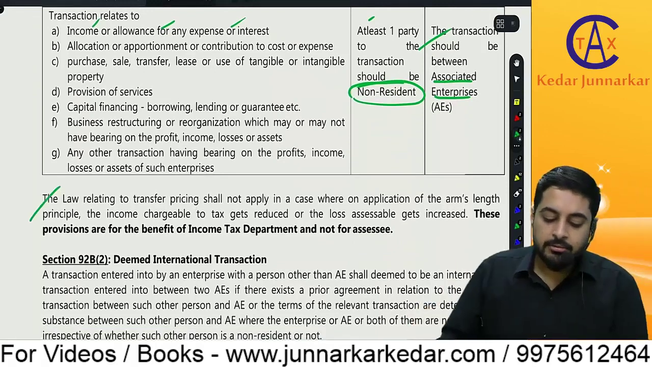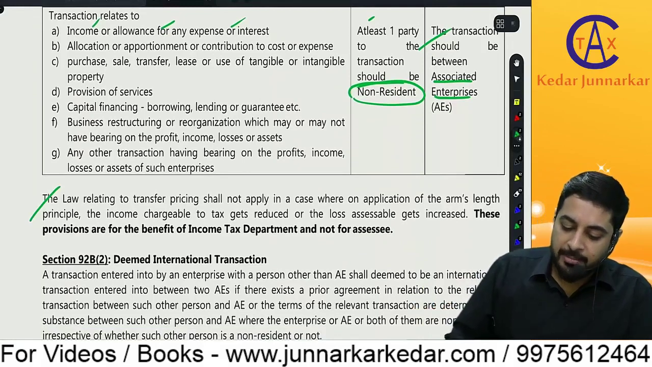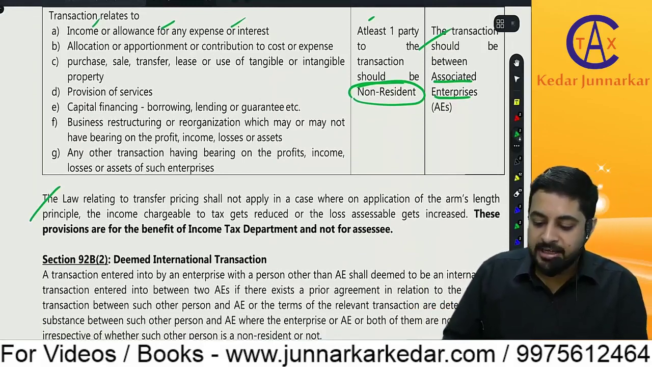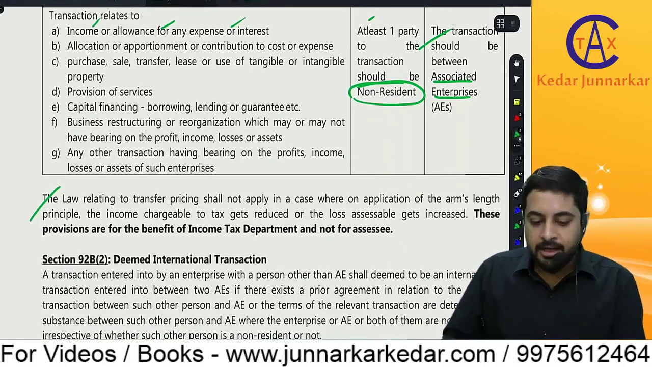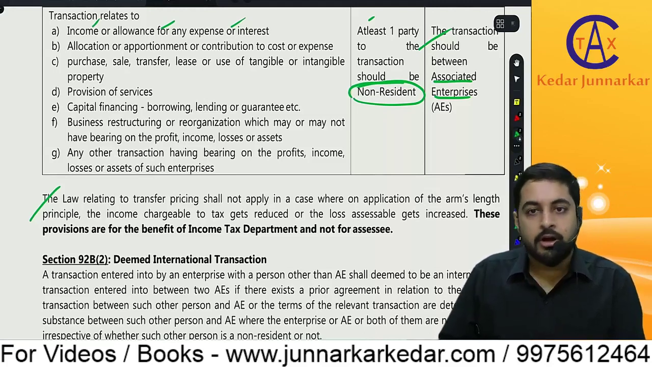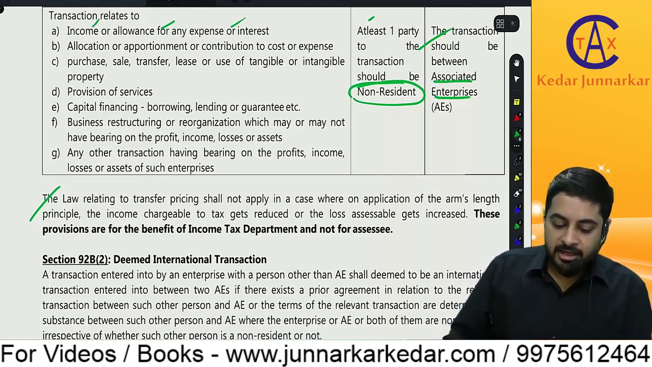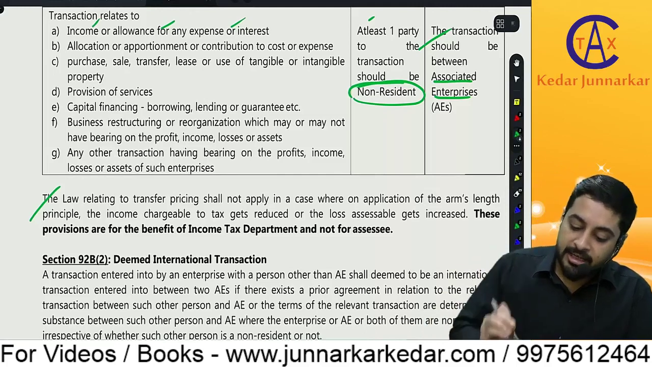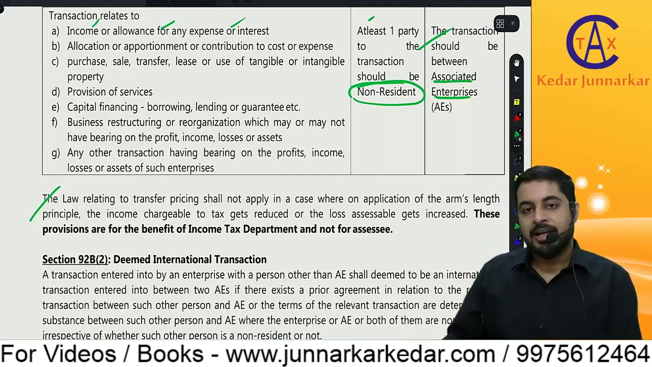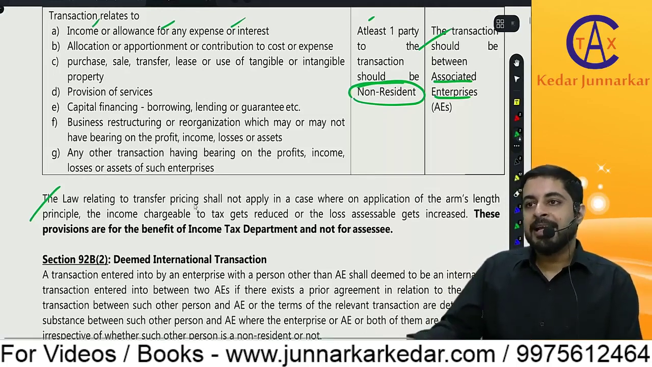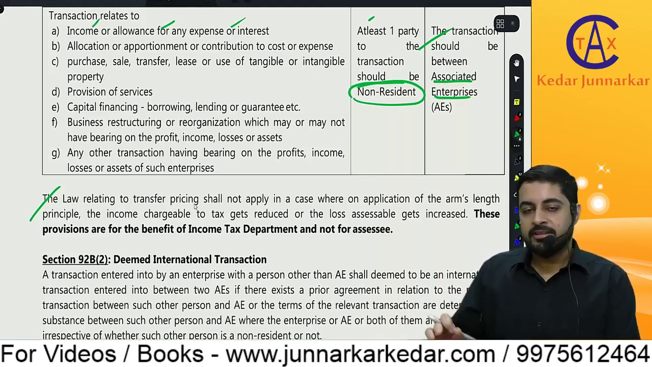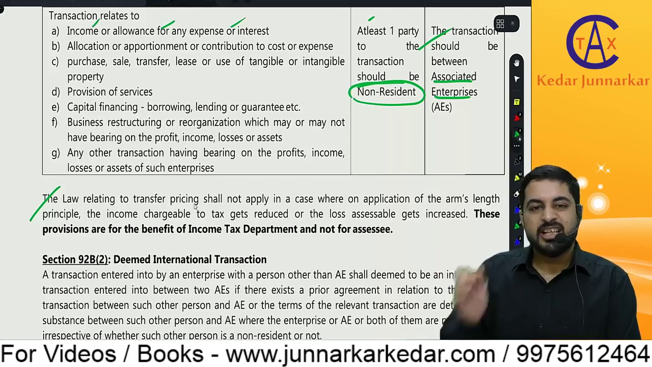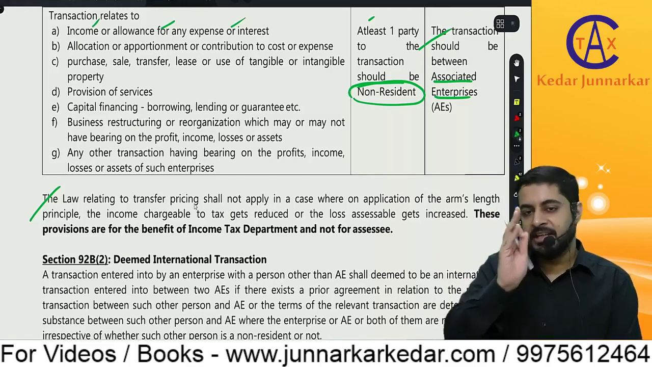The law relating to transfer pricing shall not apply in a case where on application of the arm's length principle, income chargeable to tax gets reduced or loss assessable gets increased. These provisions are for the benefit of the income tax department and not for the assessee. So if on application of arm's length price the income is reduced, then these provisions will not apply. We'll check up three cases.